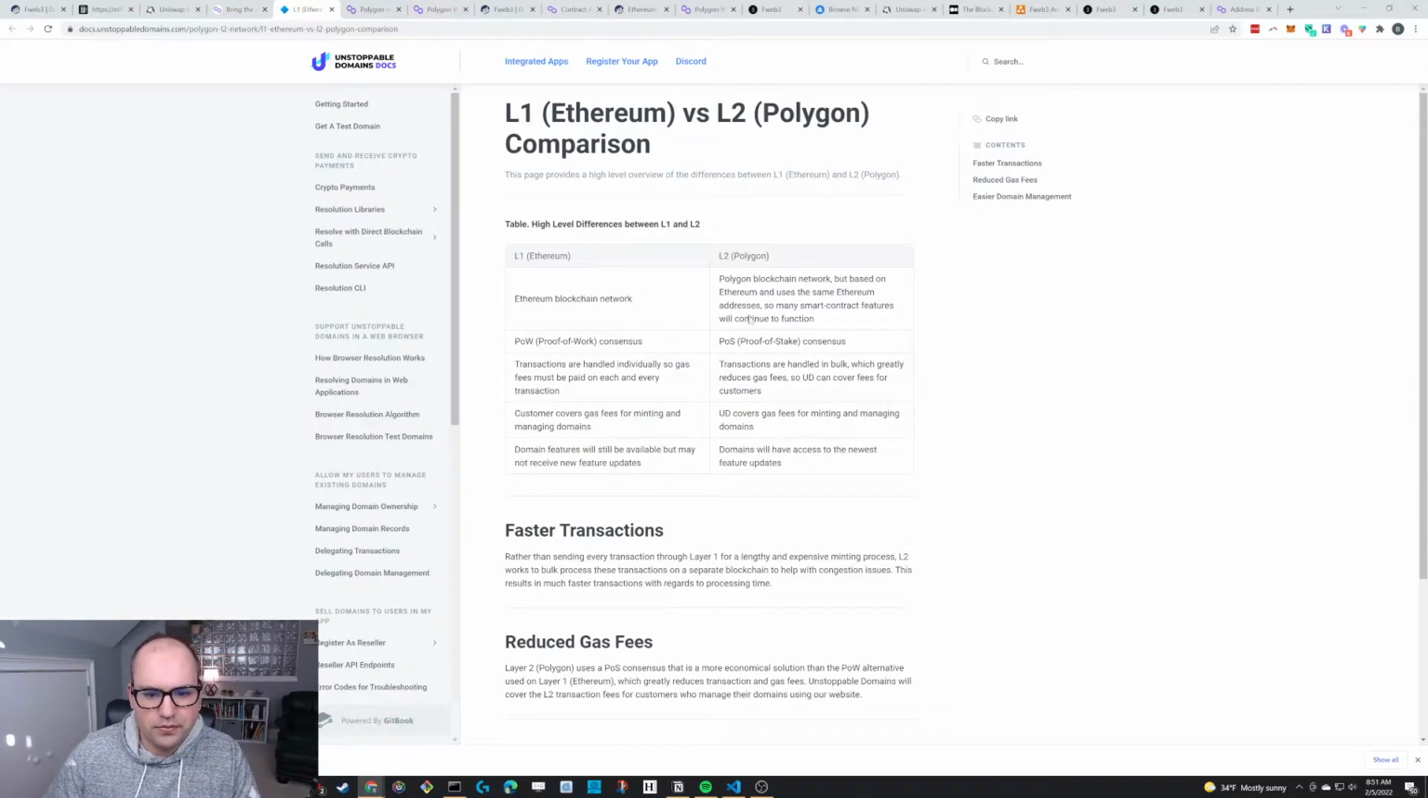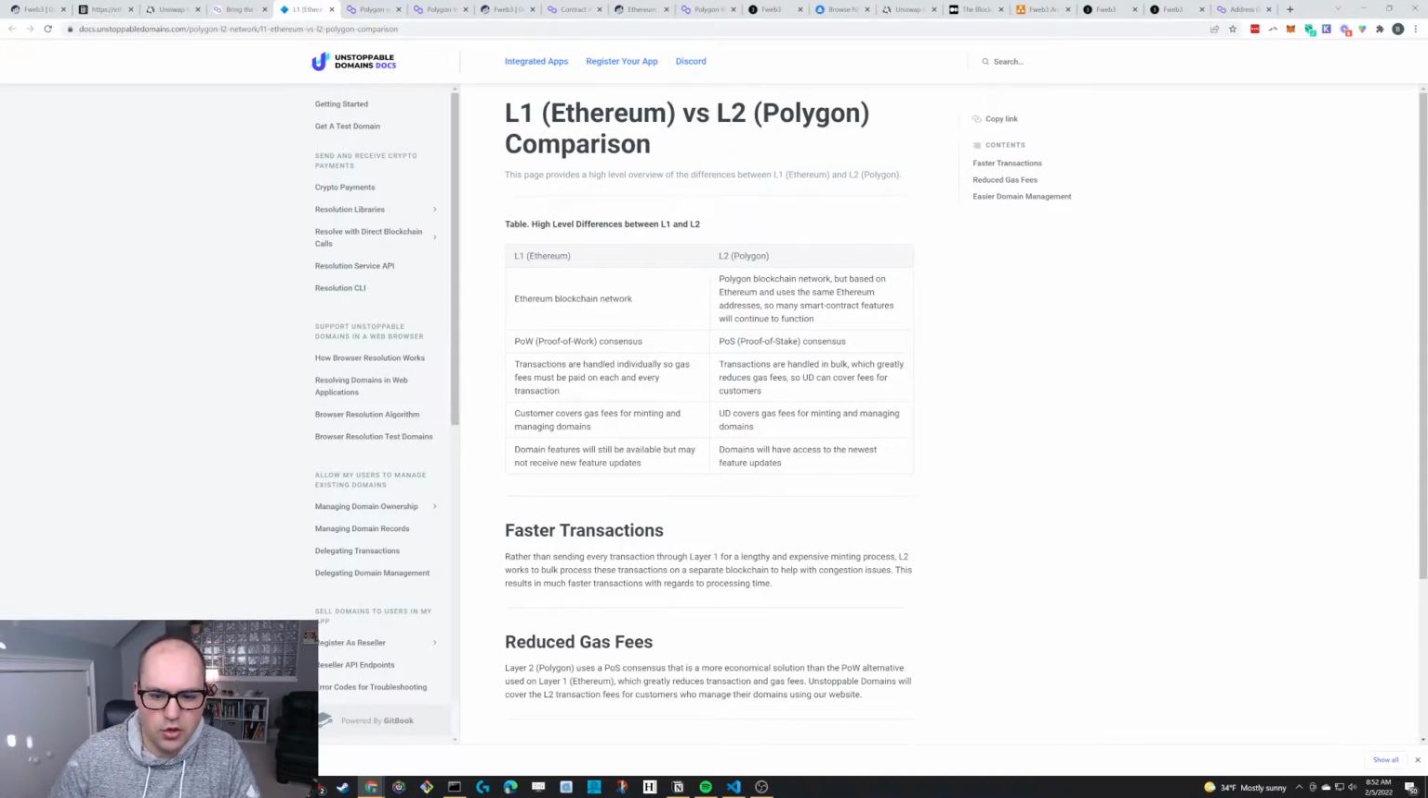So one, they actually handle transactions in bulk. On the Ethereum network, every transaction is atomic. Basically, if I send one single transaction to the network, it handles that by itself. So it basically has to handle that one single transaction. But on the Polygon network, it handles it in bulk, so that you don't have to pay as many fees to do that.